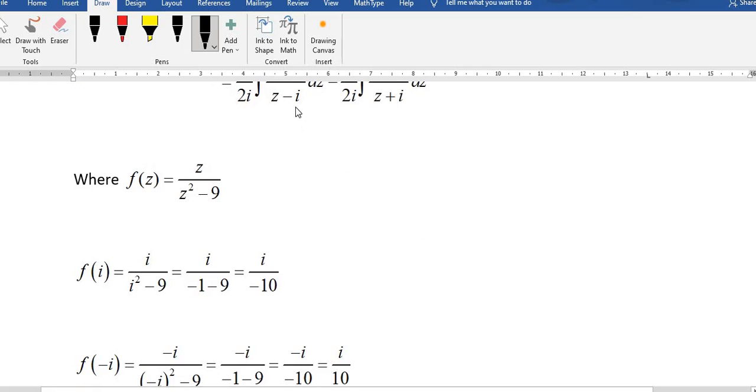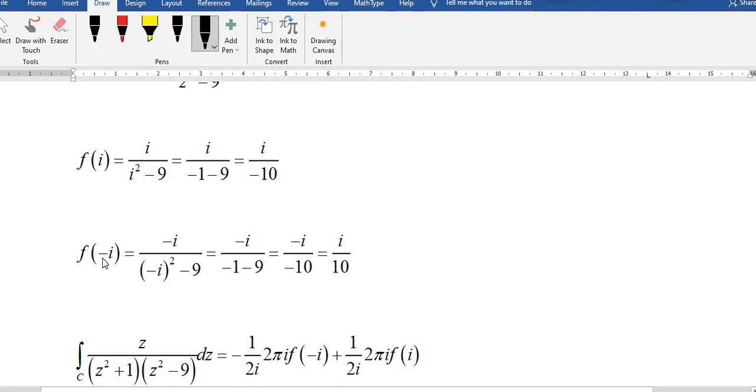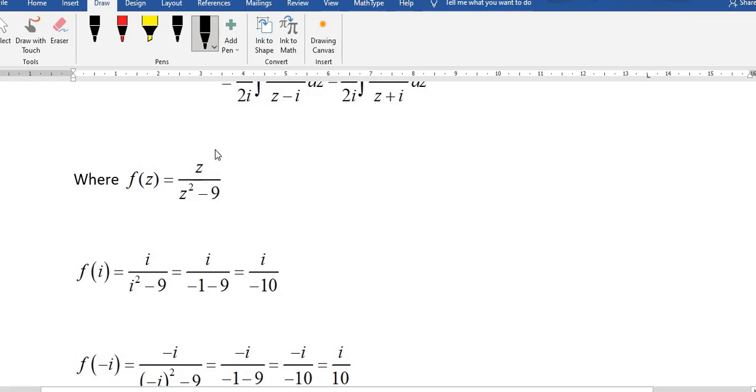Okay. Now I have to calculate f of i. Here a is i, here a is minus i. The f of i value is i by minus 10. f of minus i is i by 10. To calculate f of i and f of minus i, I am using this function.